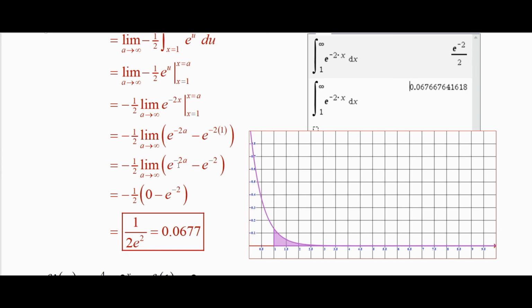Now we take the limit as a goes to infinity. This part here is actually going to go to 0. And so we get, see, the two negatives make a positive. Let me make this a positive exponent by putting the e squared in the denominator. So it's 1 over 2e squared, or approximately 0.0677. And here you can see the CAS calculator giving me the same thing. What we're talking about now, quite remarkably, has an infinite boundary along the bottom and the top, but has a finite, actually pretty small, area altogether.